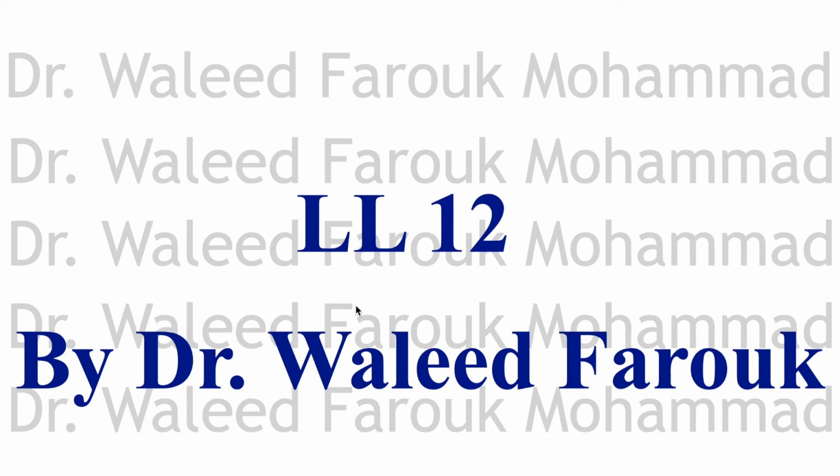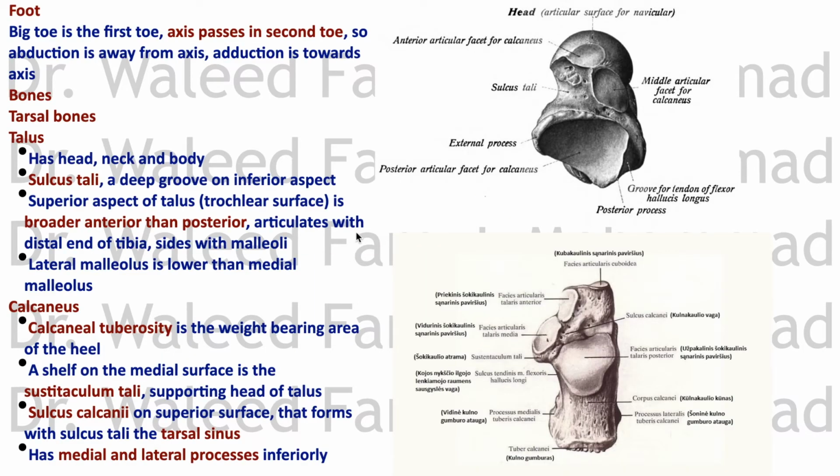This is the last lecture in the lower limb series, and we will be discussing the foot, so let's begin. The foot, of course, is the terminal end of the lower limb. There are 5 toes. The big toe is the first one. We start counting from the big toe, going laterally, and the axis in the foot passes through the second toe.